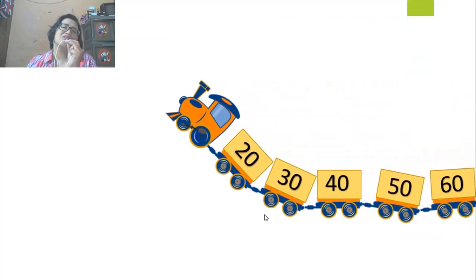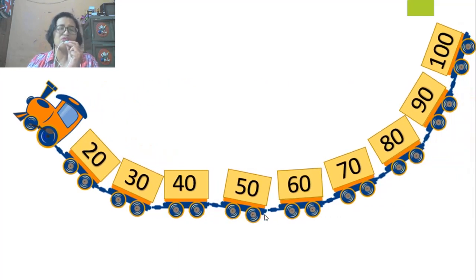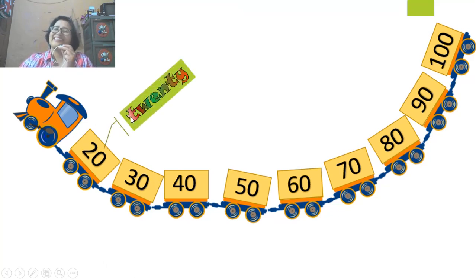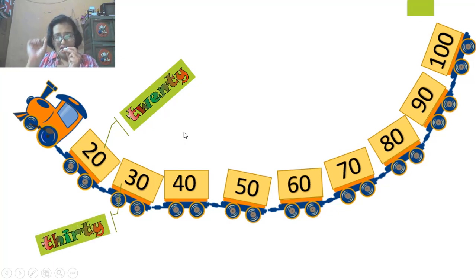This is the numbers that you list down in your books. Ini adalah angka-angka yang ada di dalam buku kalian halaman 8. Okay. The first one is 20. And then 30. Wait. I hope that you repeat after me. Always repeat after the speakers.